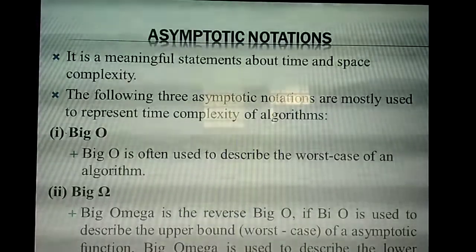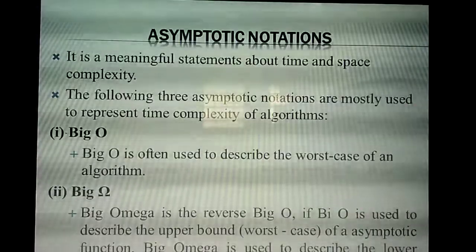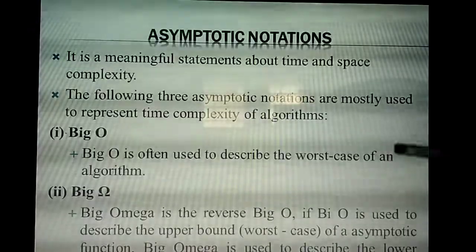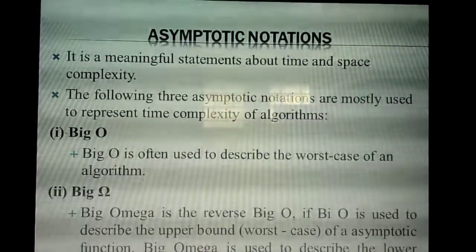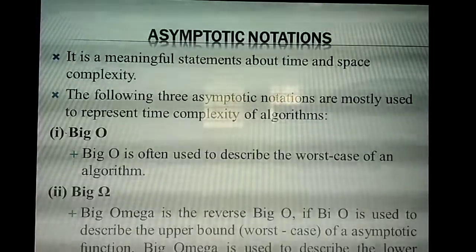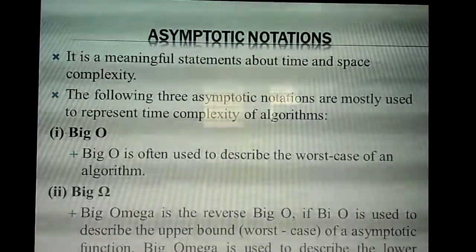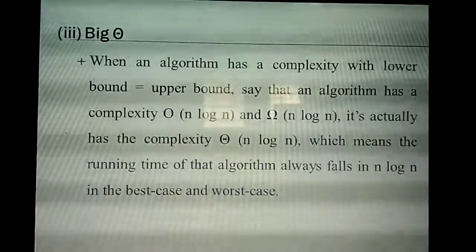Big omega is just the reverse of big O. Understand what's the first point? Big omega is just a reverse of big O. Big O is used to calculate the worst case, the upper bound. Big omega is used to calculate the best case, the lower bound. The other name of worst case is upper bound, and the other name of best case is lower bound. Understand? Big O is used to calculate worst case, that means upper bound. Big omega is used to calculate the best case, that means lower bound.